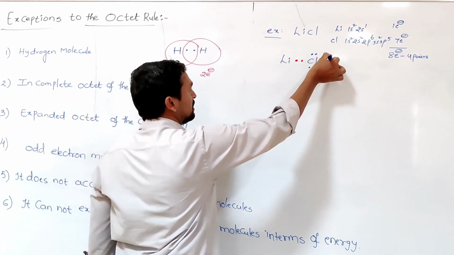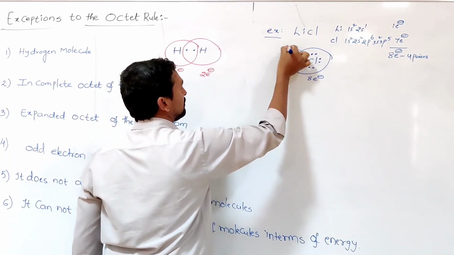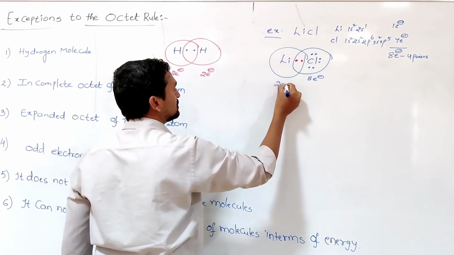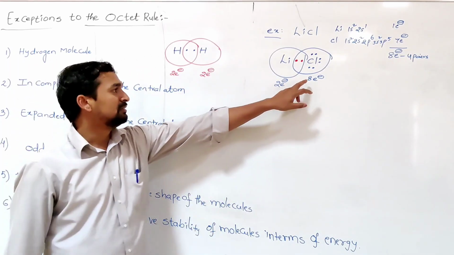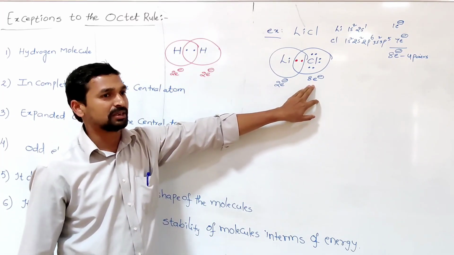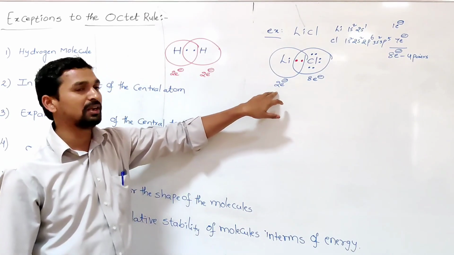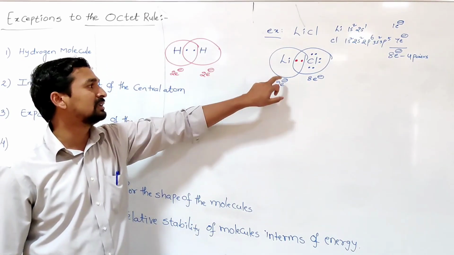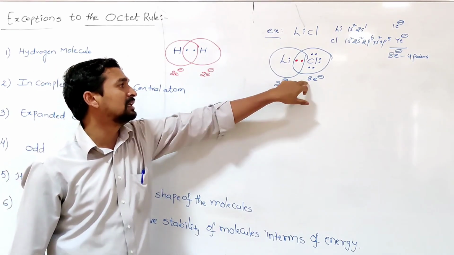When we see this, chlorine gets 8 electrons, but lithium gets only a duplet, that is 2 electrons. It is the configuration of helium. Chlorine gets the octet configuration. However, this molecule is said to be more stable without fulfilling the octet, because here lithium does not fulfill the 8 electrons, only 2 electrons.